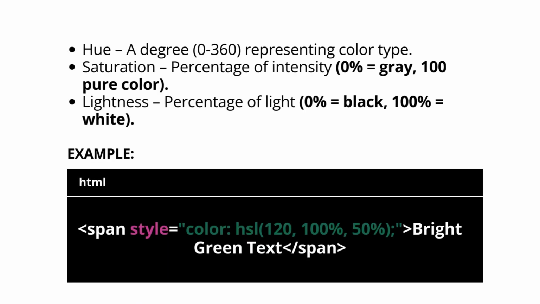Fourth is HSL and HSLA values. HSL stands for hue, saturation, and lightness. It provides a more intuitive way to pick colors compared to RGB. HSLA adds an alpha channel for transparency.